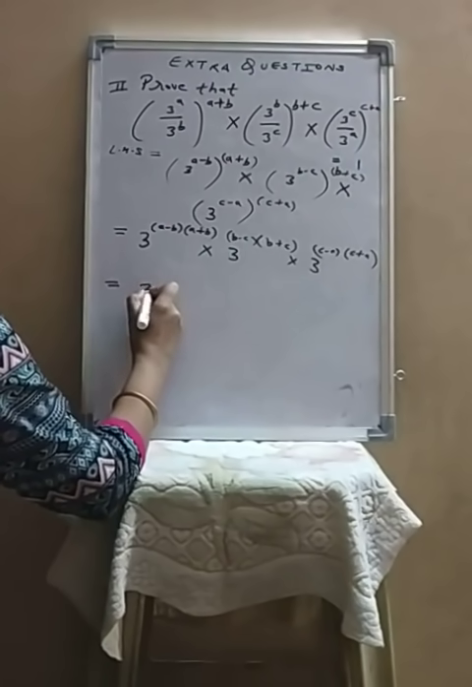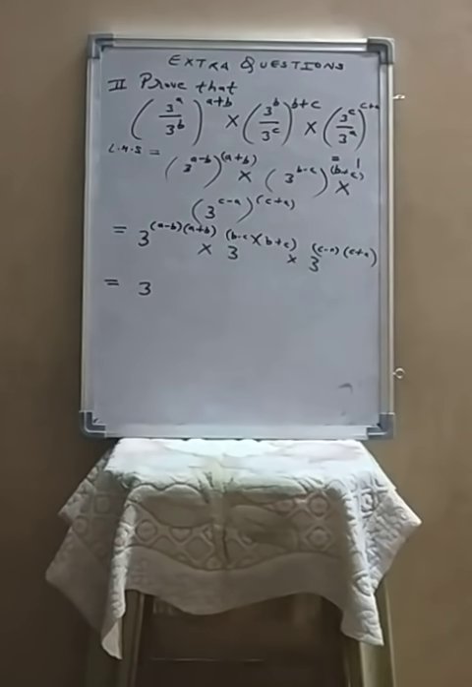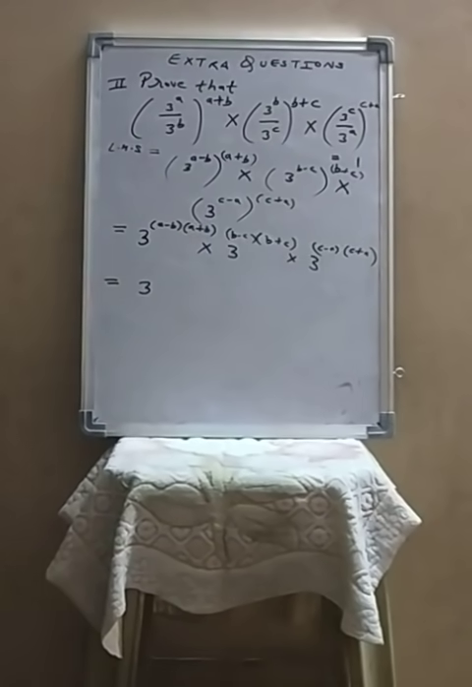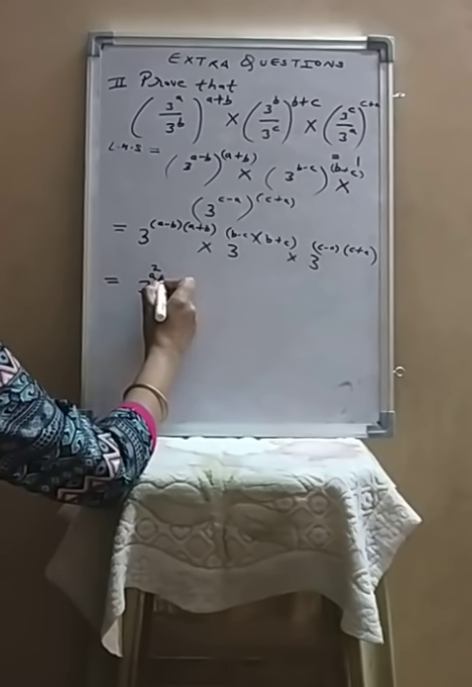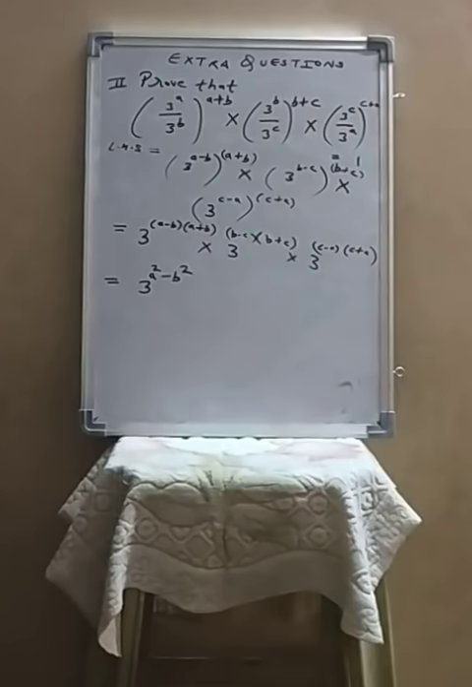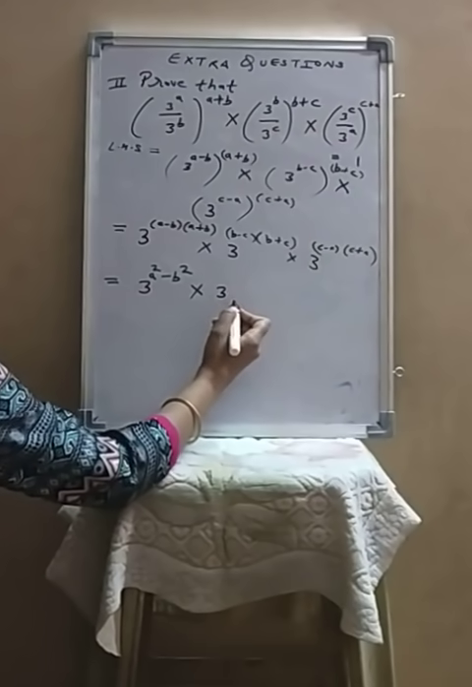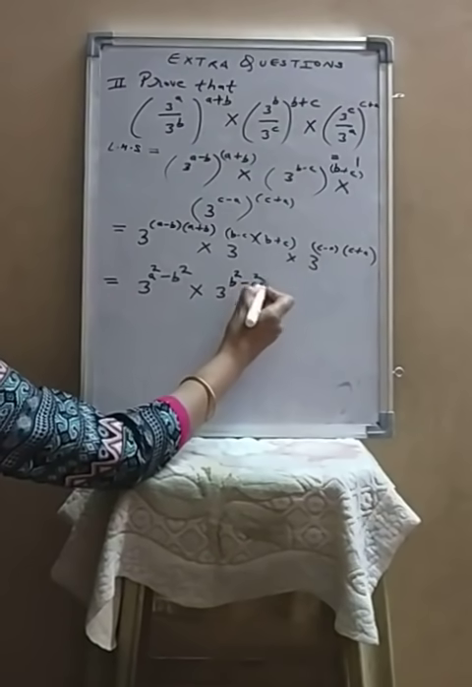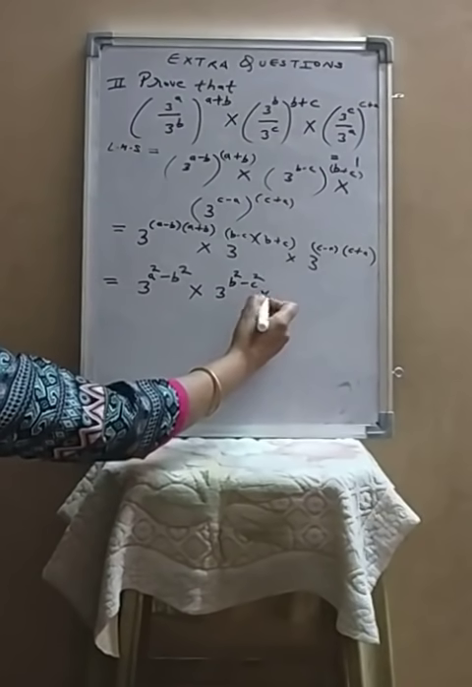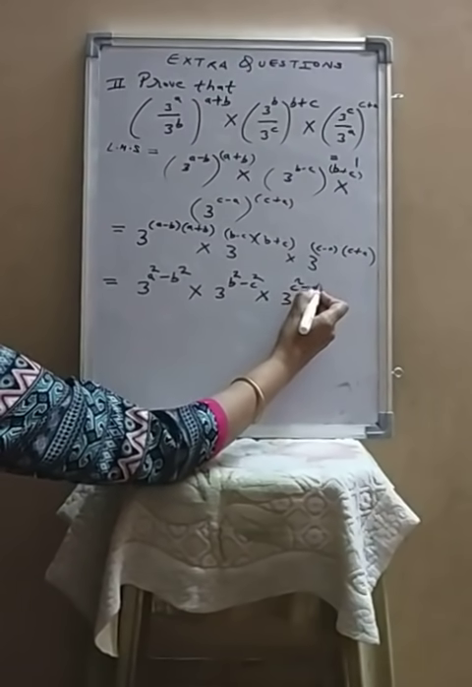Now you can see that we have this identity, a minus b into a plus b is a square minus b square. So we can use this identity here. So 3 raised to power, using identity I get a square minus b square. As we have similar terms, same way, same identity I can apply here also. So b minus c, b plus c becomes b square minus c square. In the same way, use the same identity here, c square minus a square.